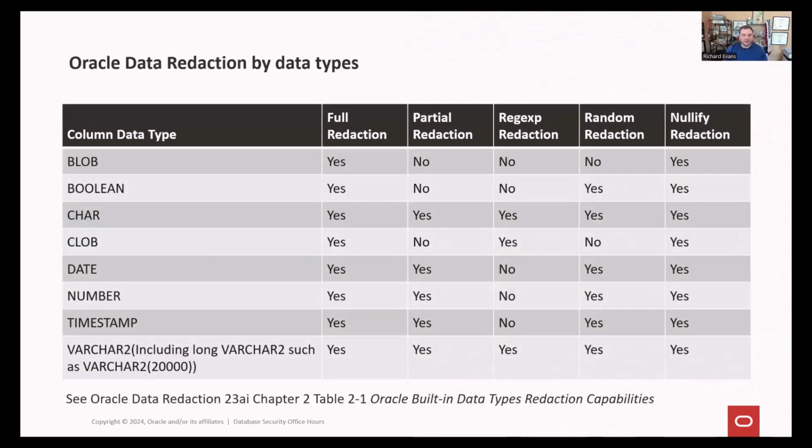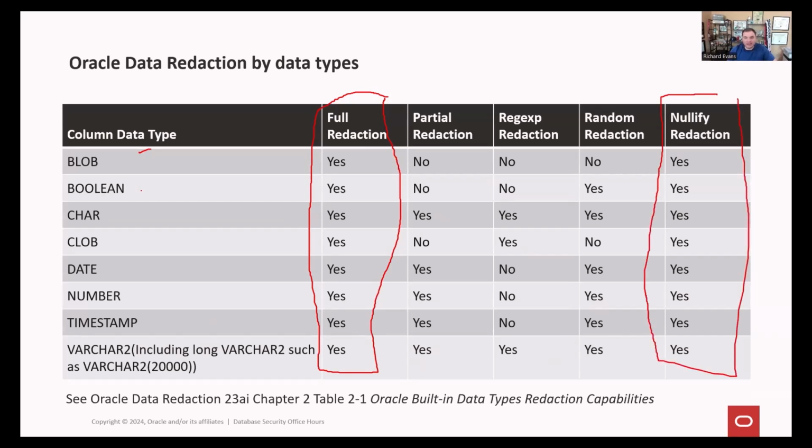The good news is for full redaction, you can redact most built-in data types. So you can say, hey, I want to fully redact blobs, booleans, chars, clobs, numbers, date, timestamps, varchars, etc. So full redaction is available for most of the built-in data types that Oracle provides. Same thing with the nullify, right? So the nullify here is available as well for most of the built-in Oracle data types we provide.